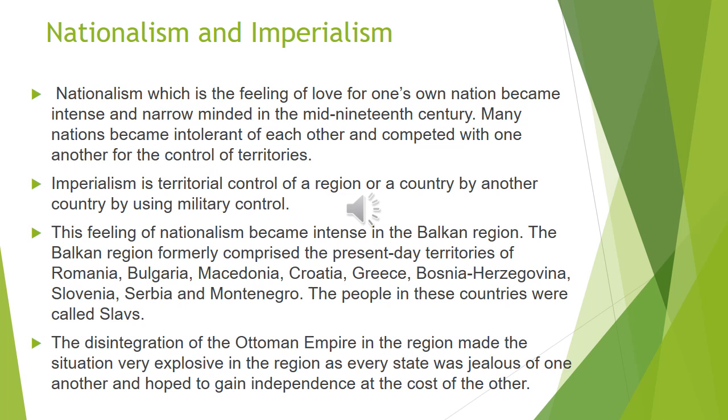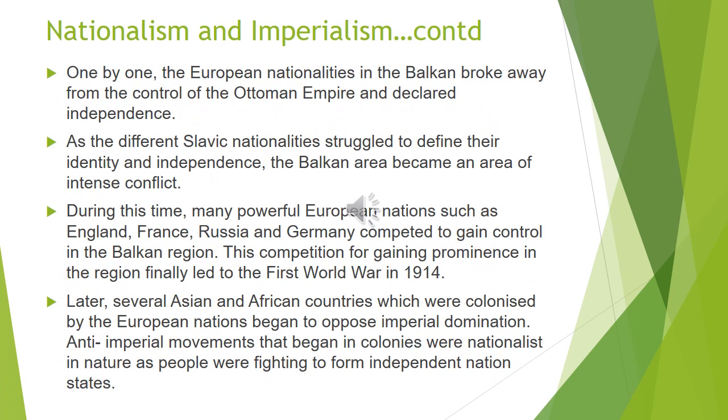The disintegration of the Ottoman Empire in the region made the situation very explosive, as every state was jealous of one another and hoped to gain independence at the cost of the other. One by one, the European nationalities in the Balkans broke away from the control of the Ottoman Empire and declared independence. As the different Slavic nationalities, that is the Balkan nations, struggled to define their identity and independence, the Balkan area became an area of intense conflict.